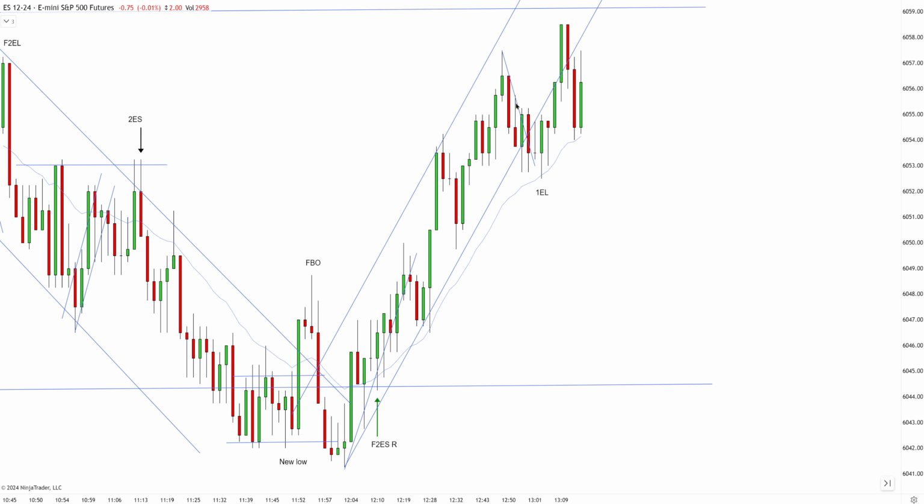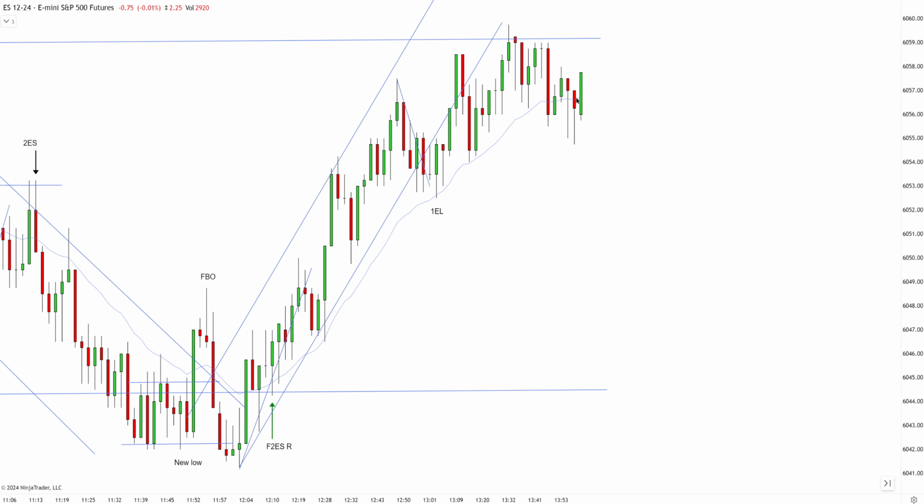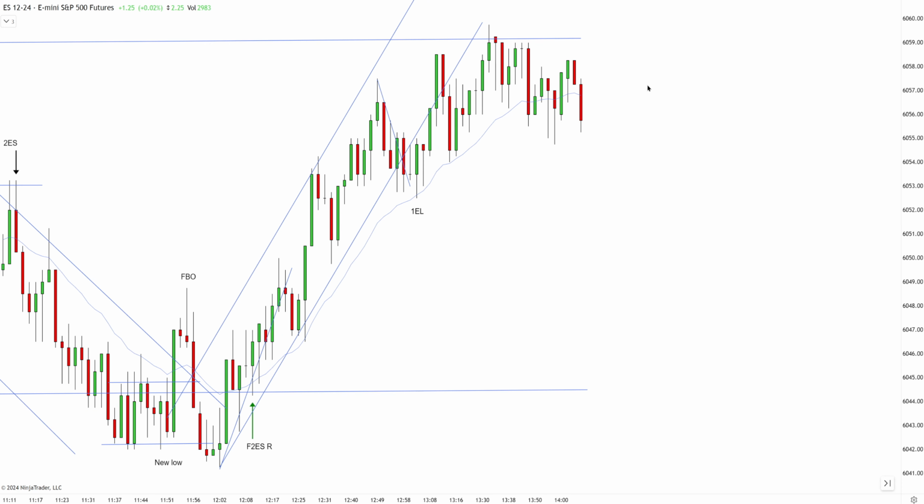I cannot sell. I would need a reversal pattern. I would need some great failed second entry long below the EMA. That's not happening. We're just chopping alongside the EMA. Can't go long, can't go short. Nothing here. Just congestion, nothing here.